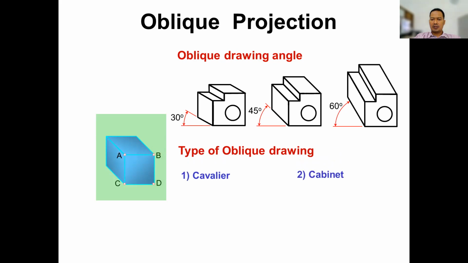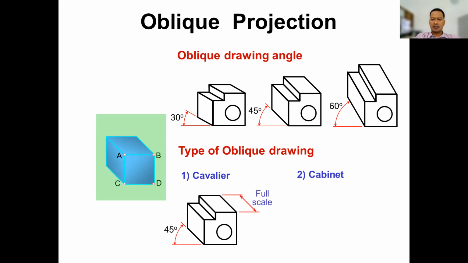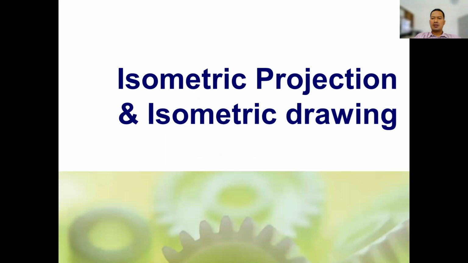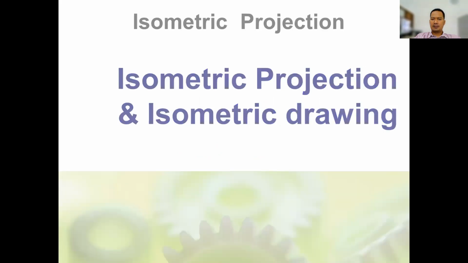And then for the types of oblique drawing, we have cavalier and cabinet. For example, for the cavalier, we have an angle of 45 degrees, and for the depth, we use full scale. And the cabinet, we have 45 degrees as well, but the depth is half scale compared to the original dimension.